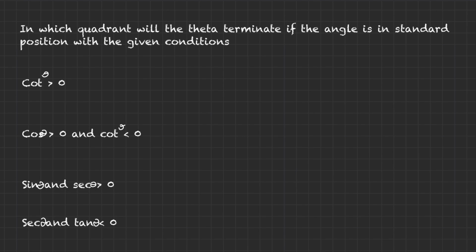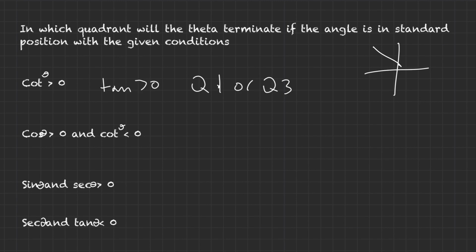Well, that's going to be when tangent is greater than 0. So that's going to be quadrant 1 or Q3, right? Because tangent is positive in 1 and 3. Okay, and then B, cosine greater than 0, so that's going to be either 1 or 4, and then cotangent less than 0, so cotangent is negative in quadrant 4.